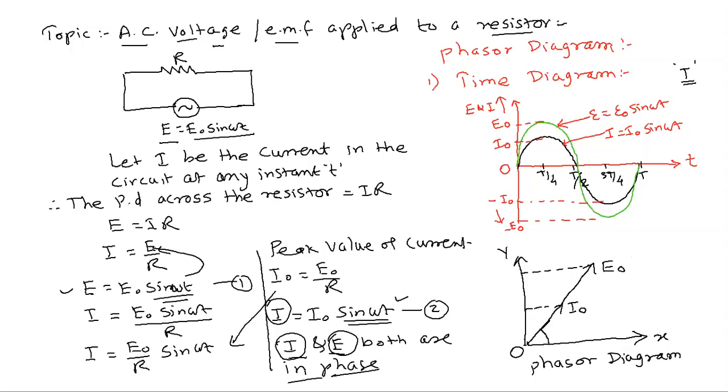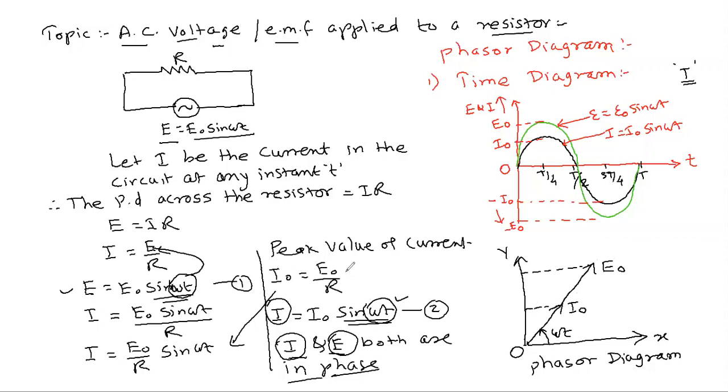And this angle is omega t. See here, sine of omega t you have taken, and here sine of omega t. So this will be the angle omega t. Now see, I naught has the lesser magnitude, or the peak value of the current, and here the peak value of the voltage is more.